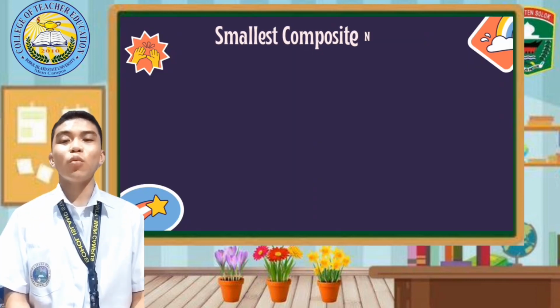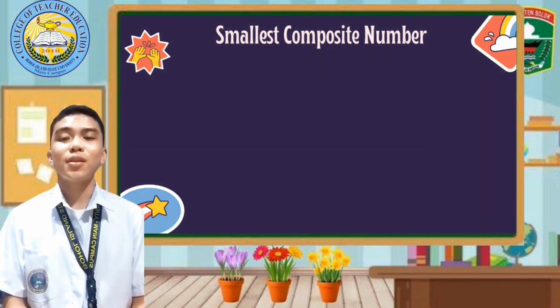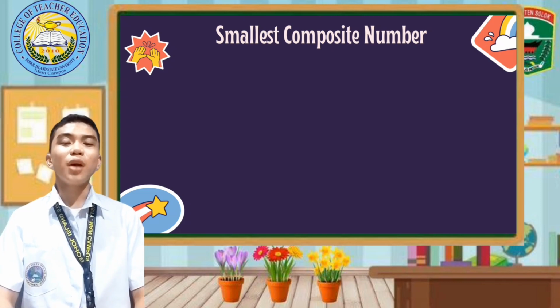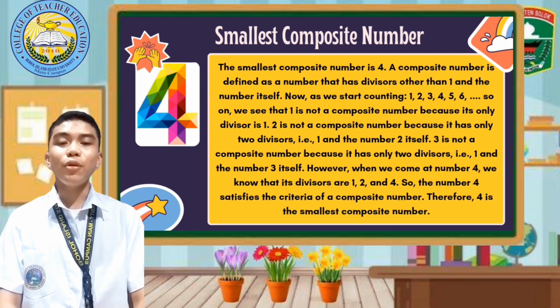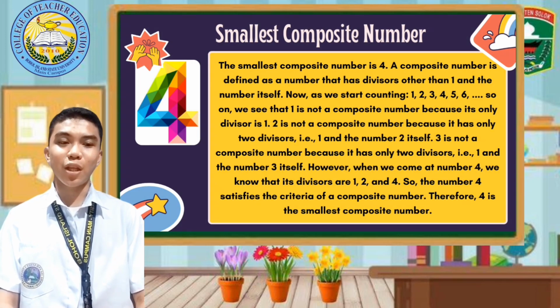As I have mentioned a while ago about the fun facts of composite numbers, I have said there that 4 is the smallest composite number. So now we have here the smallest composite number is 4. A composite number is defined as a number that has divisors other than 1 and the number itself.